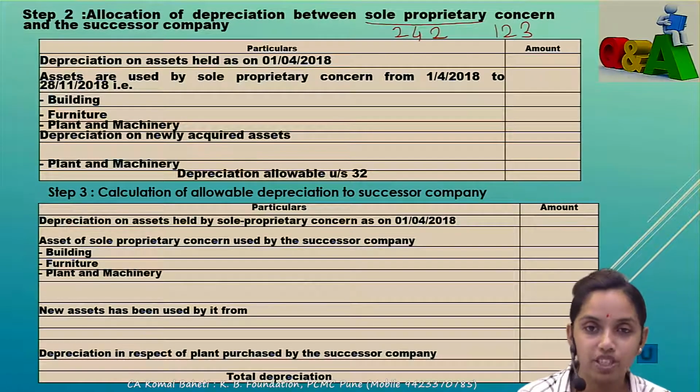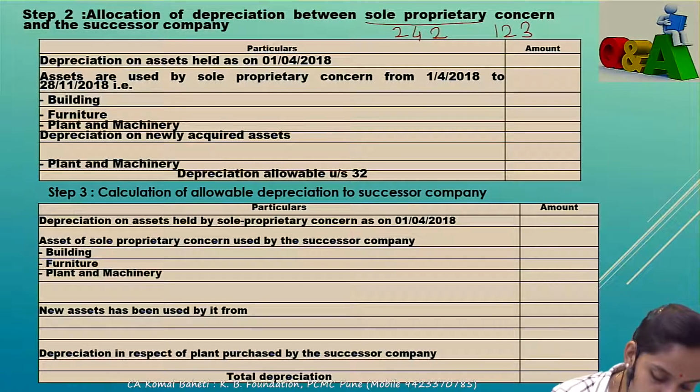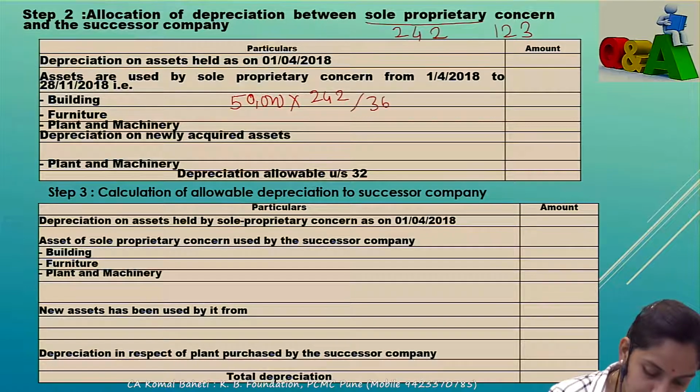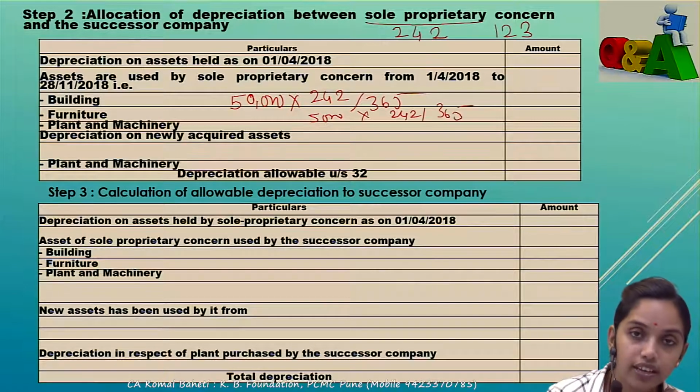So the total depreciation we had computed, we'll allocate it out. For building, the total depreciation was how much? 50,000, correct. So that 50,000 multiplied by 242 divided by 365 is what the proprietary concern gets. Furniture is the same way: 5,000 multiplied by 242 divided by 365.